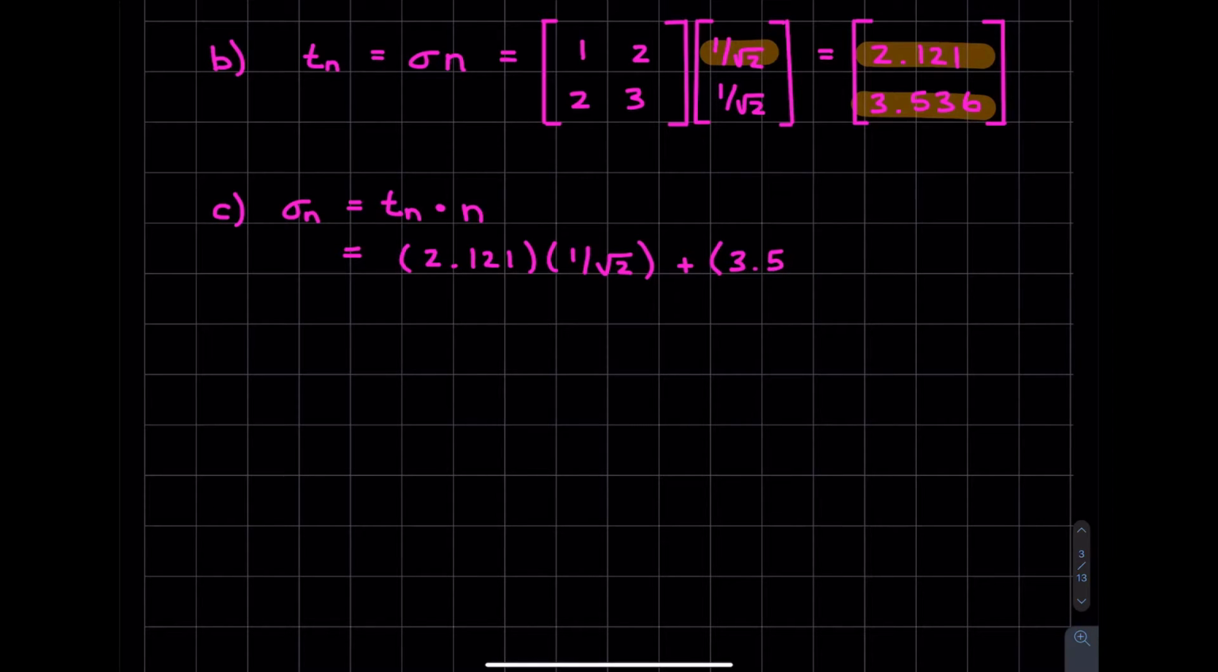So let's just get rid of that. 3.536 multiplied by the second component of our normal vector, which, if we look at it, is the same as the first one, just 1 over root 2. If I look at this equation, I have no unknowns. Everything's nice and easy, so I throw that all in my calculator, and I get that sigma n is equal to 4, which is kind of funny. It's all those decimal places, but it turns out to be exactly 4.